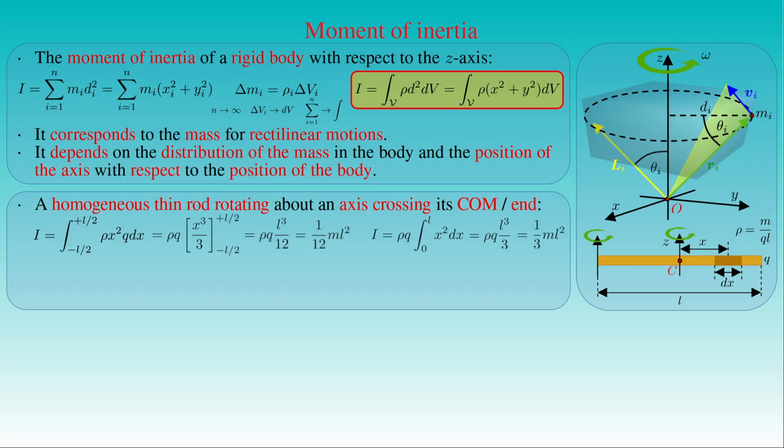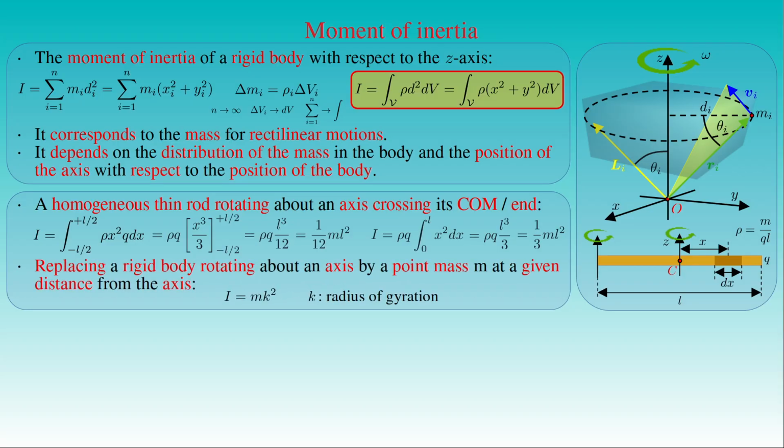In many cases, the moment of inertia I of a rigid body of mass m can be written as the mass m times the square of the radius of gyration k, where the body is replaced by the point mass m at the distance of the radius of gyration k from the axis of rotation.